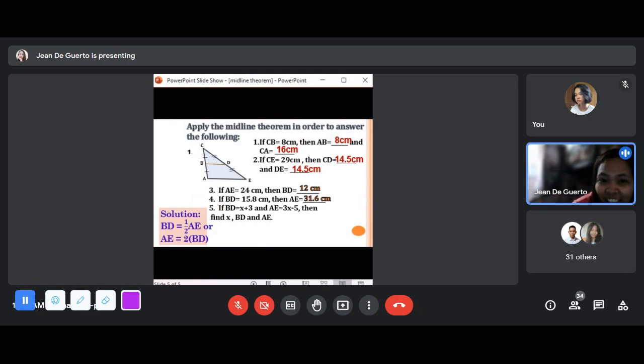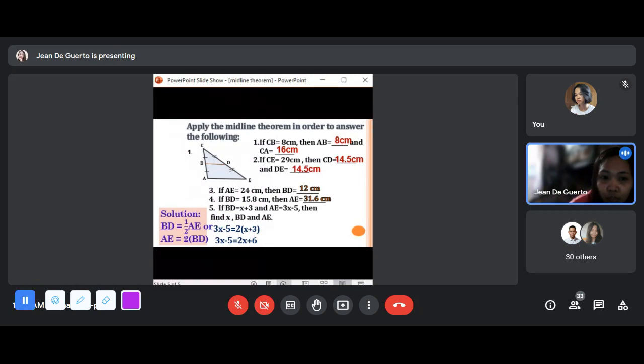Okay, you got it. Actually, the value of x that Raymark gave is correct. It's just that the equation is wrong. Okay? So the equation to use is AE is equal to twice BD. So we have 3x minus 5 is equal to 2 times the length of BD, x plus 3.